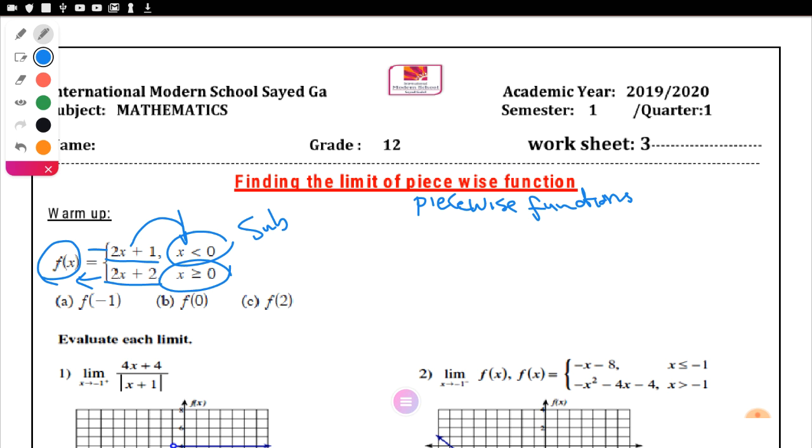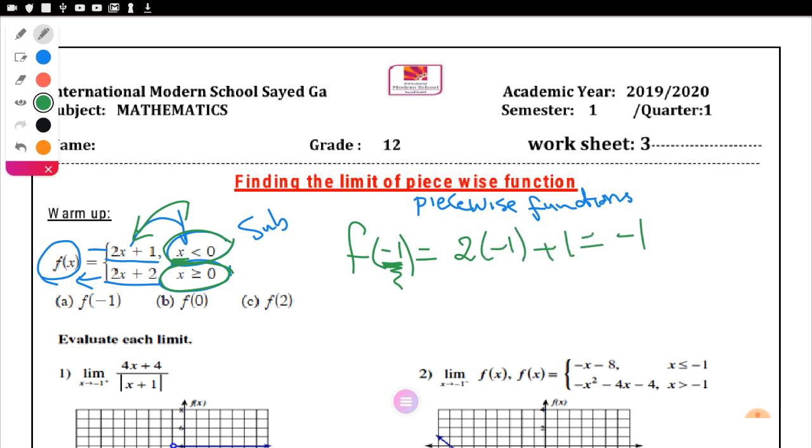Here, for example, I'd like to find f of -1. Which rule I have to substitute in? Here x equal -1 belongs to which subdomain, the upper one or the lower one? Here negative, it means less than 0. Here I substitute in this rule for all x less than 0. -1 less than 0, so I substitute in the upper one or the first rule. To multiply -1 plus 1, it will be -1.